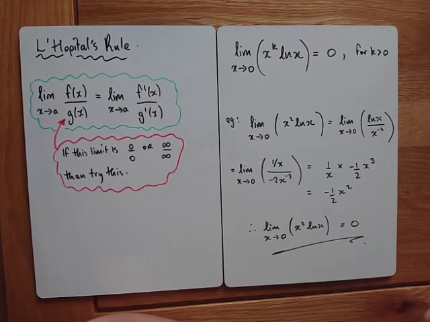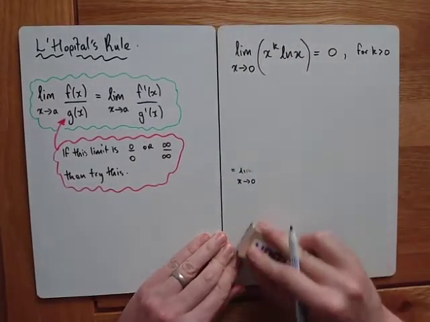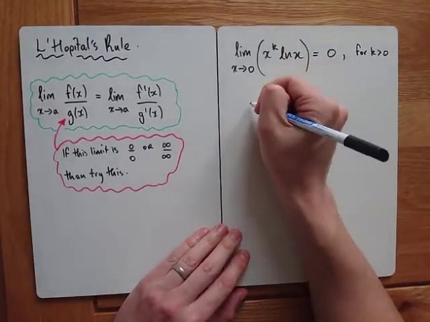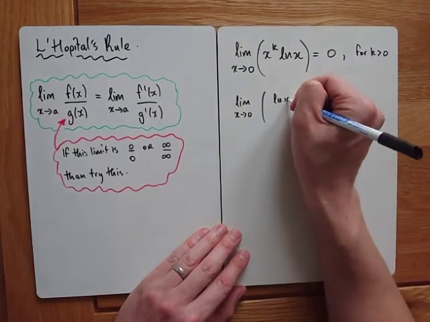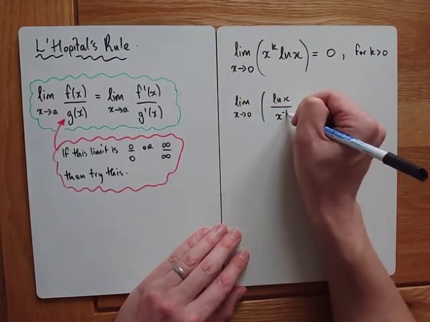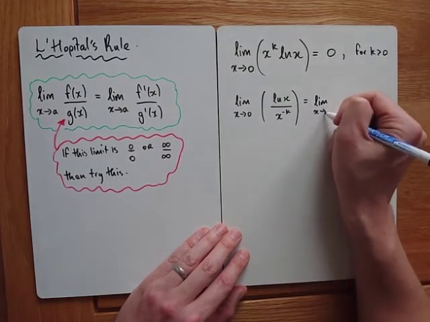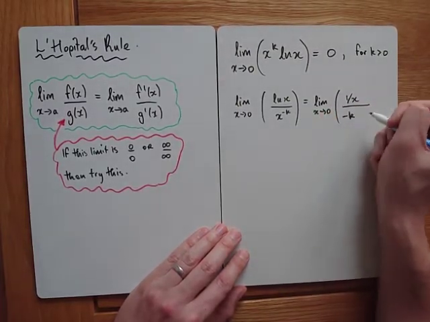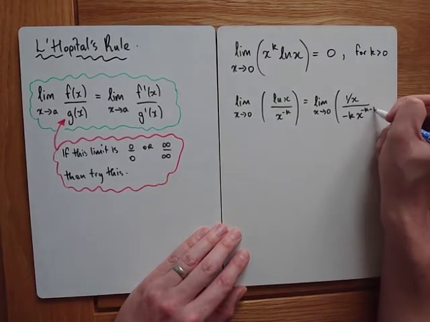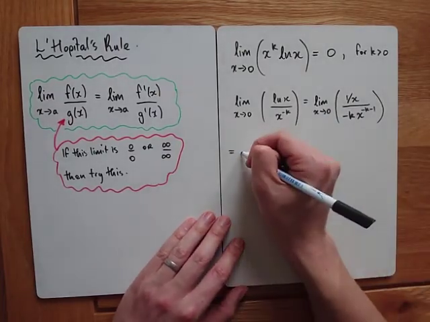Okay, so let's apply the same logic for the general form x to the k ln of x. So we could say that's the same as the limit as x tends to 0 of ln x divided by x to the minus k. And then we can differentiate using L'Hopital's rule. Times by the power, take 1 off the power, so we can rearrange this.